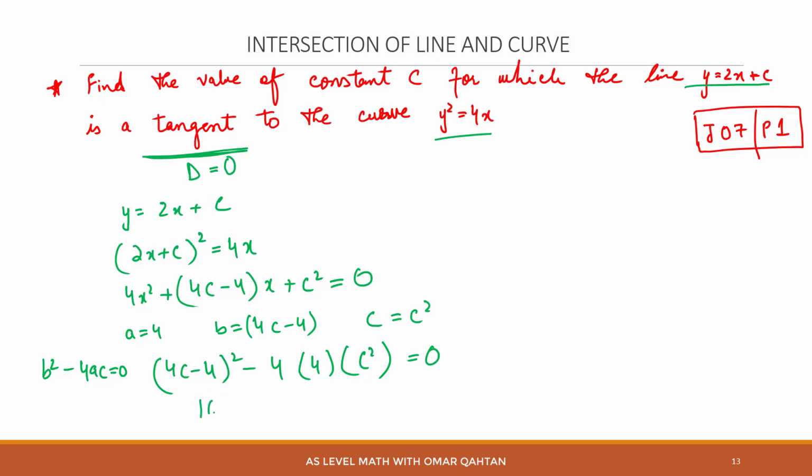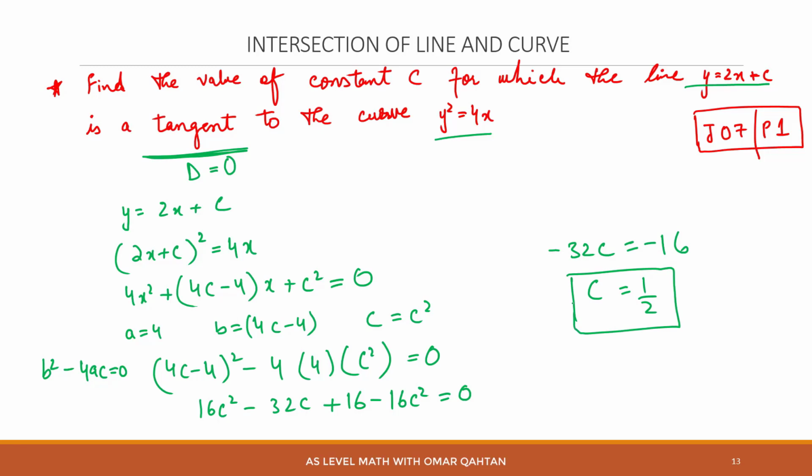Opening this identity and solving it, we get 16c square minus 32c plus 16 minus 16c square equals 0. Then minus 32c equals minus 16, so c equals 1 upon 2. So this is the value of the constant c. We need to substitute this value of c, half, in it so that we can get these two equations tangent to each other.